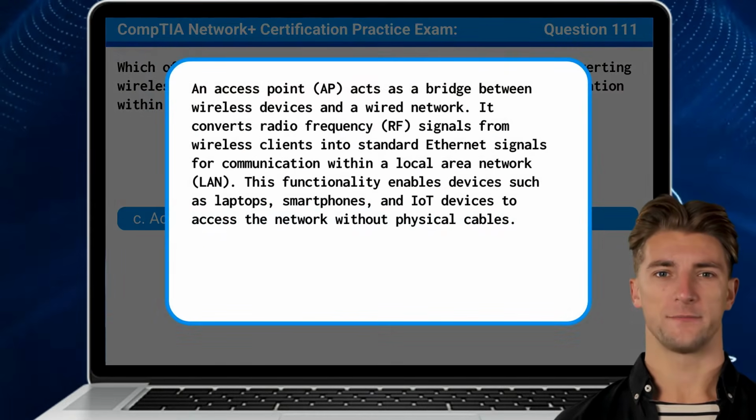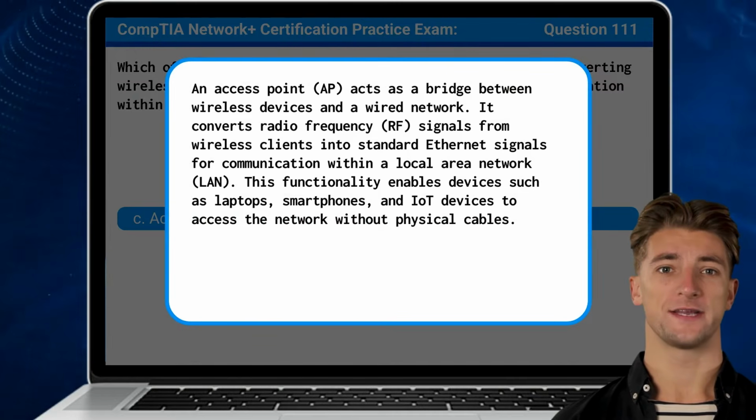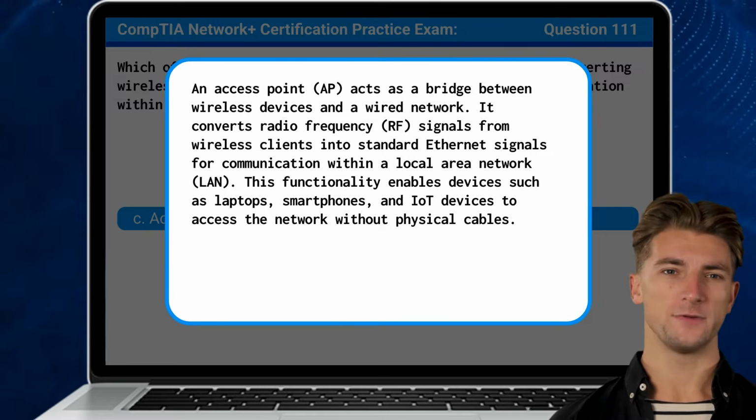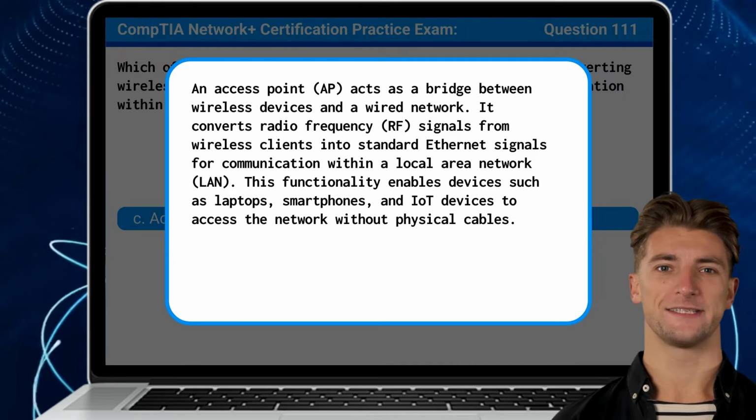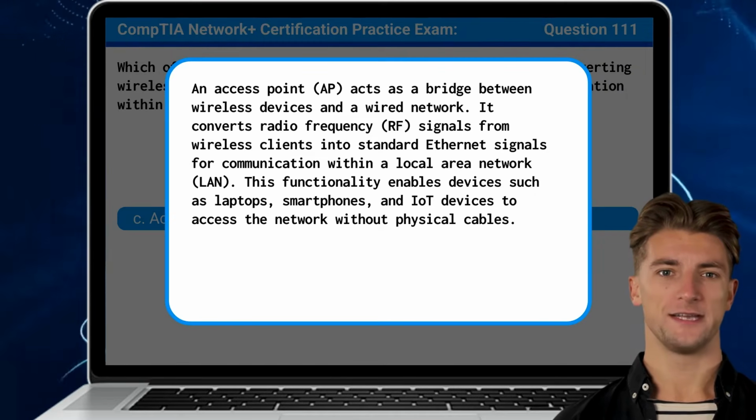An access point, or AP for short, acts as a bridge between wireless devices and a wired network. It converts radio frequency signals from wireless clients into standard Ethernet signals for communication within a local area network. This functionality enables devices such as laptops, smartphones, and IoT devices to access the network without physical cables.